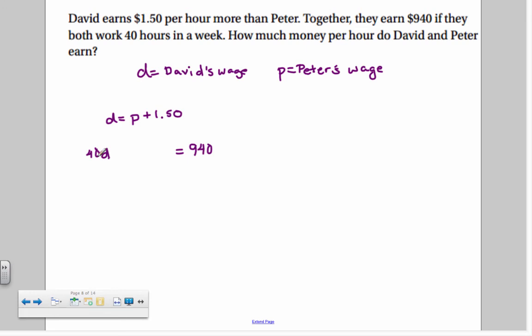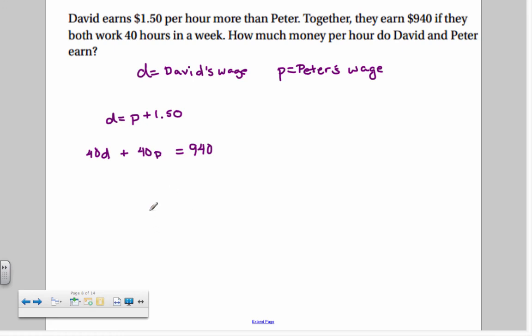So let's say he makes $8 an hour. Then you can figure out how much money he made that week. I need to add that too because together means add. If Peter works 40 hours, so 40 times Peter's wage. And together we want that to equal 940. I'm just going to make that 40 a little nicer.